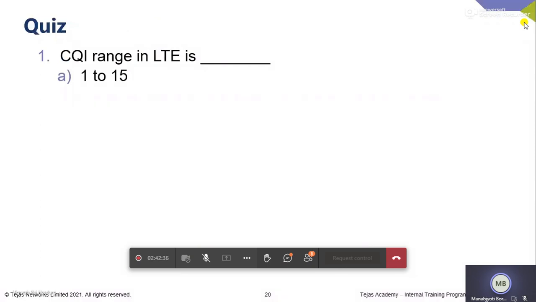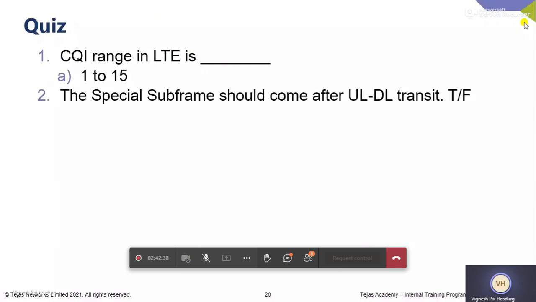Okay, let's go to the next question. The special subframe should come after an uplink to downlink transition. Is it true or false? It's false. Very good. So it has to be from downlink to uplink. Whenever there is a downlink to uplink transition, there should always be a special subframe preceding it.